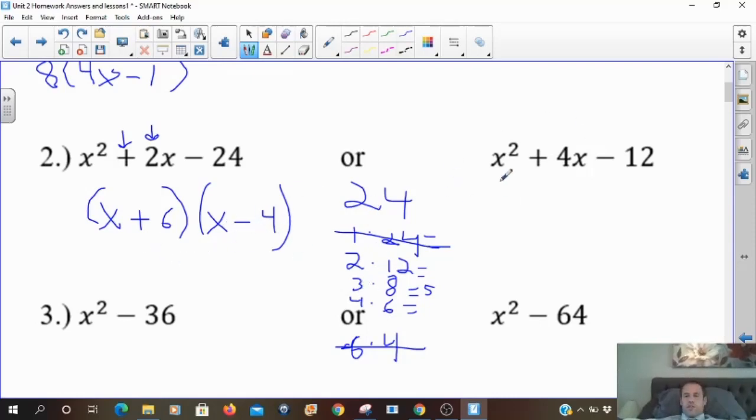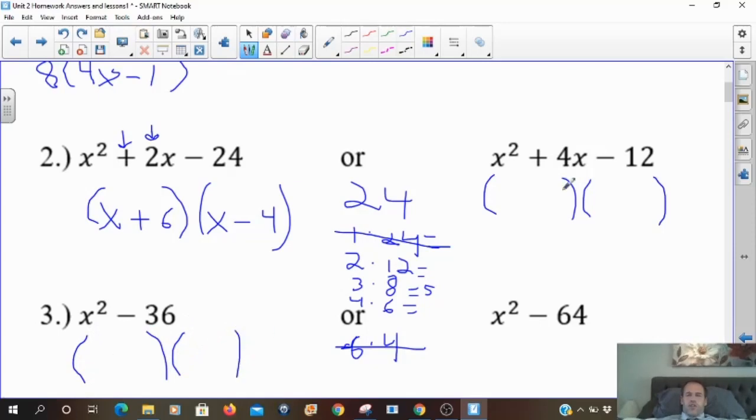Nice. Maybe give this one a try if you want to. What did you get? Factors of 12, 3 and 4, but that's got to equal 4. Oh, 6 and 2, that could work. 6 times 2 is 12. 6 minus 2 is 4. Nice. Okay, there we go. And then question number 3.